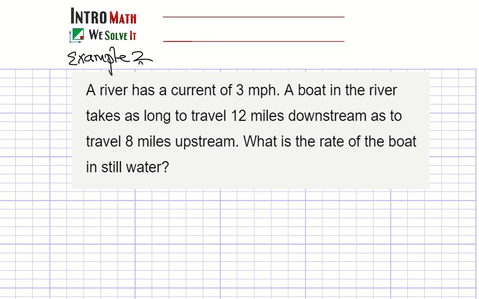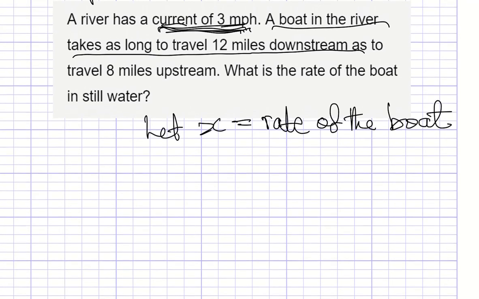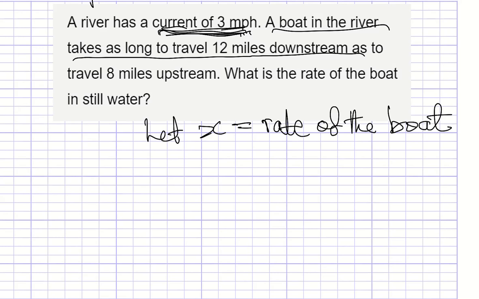So now let's read the problem again. It says a river has a current of 3 miles per hour. A boat in the river takes as long to travel 12 miles downstream as to travel 8 miles upstream. What is the rate of the boat in still water? Alright, so you say let X be the rate of the boat in still water. Note that we'll have two situations, downstream and upstream, okay? So let's do downstream.